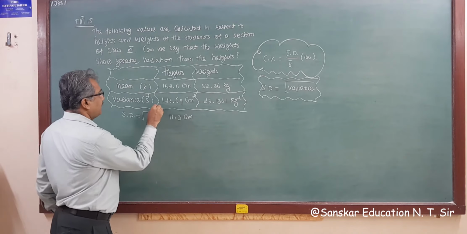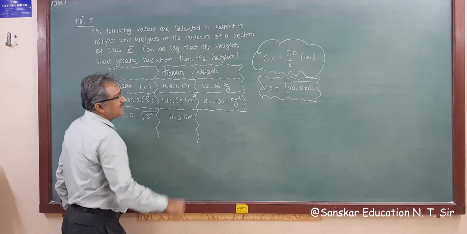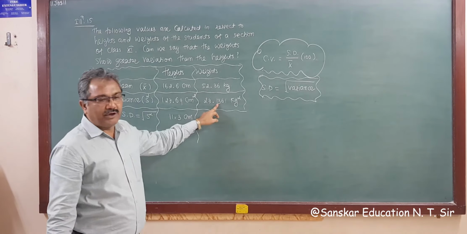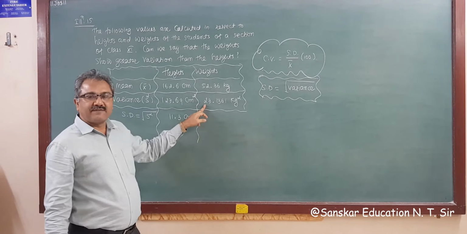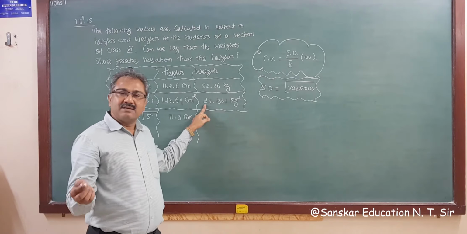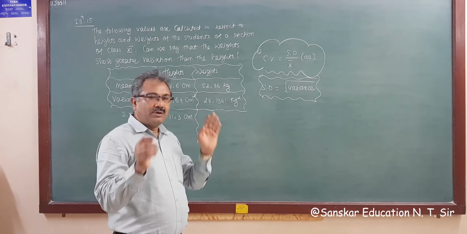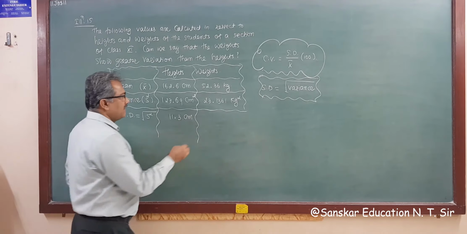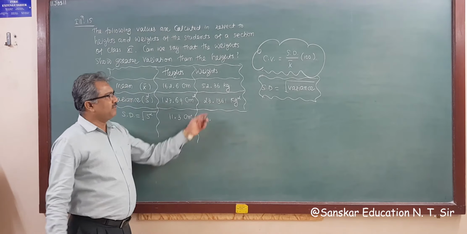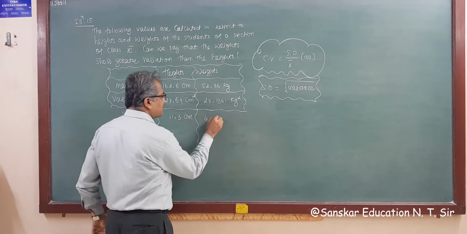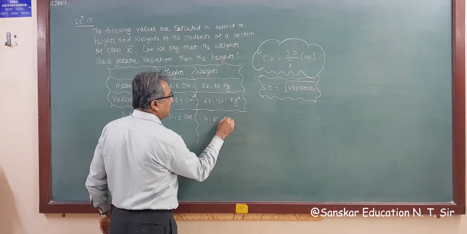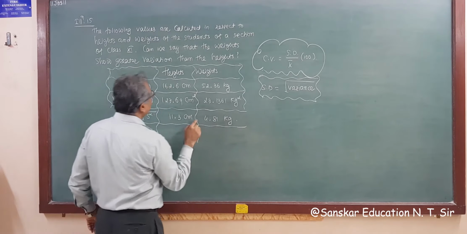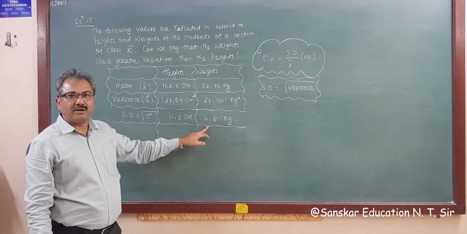The standard deviation for height is 11.3 centimeters, and for weight it is the square root of 23.1361. The square of 4 is 16 and the square of 5 is 25, so the square root of 23.1361 lies between 4 and 5. That is 4.81, approximately 4.81 kilograms. This is your standard deviation for weight.